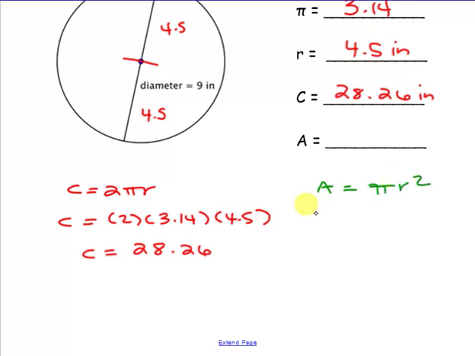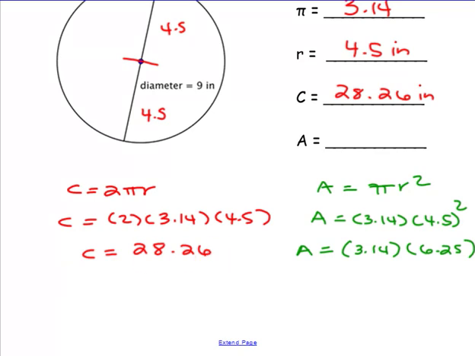Now let's calculate the area. So area equals pi r squared. Area equals 3.14 times 4.5 squared. And we're always going to do the exponent first because that's first in order of operations. So 3.14 and then 4.5 squared is 20.25. And then we will multiply both of those together to get our final area, which is 63.585. And that's inches squared.